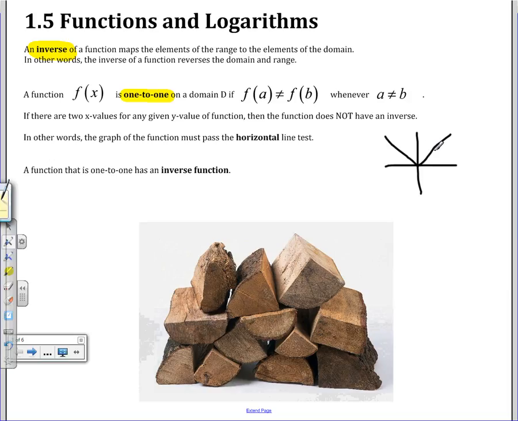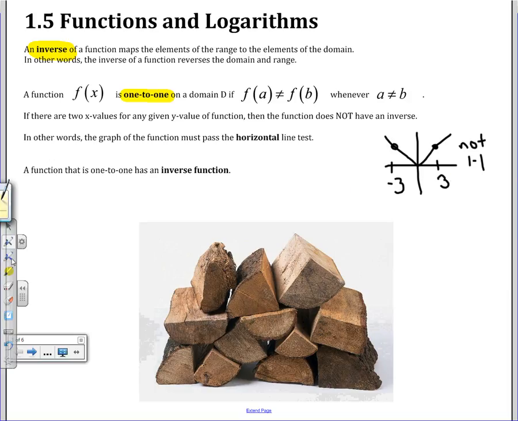So say, for example, I have absolute value of x, right? Then if I have absolute value of 3, then it's 3. And I have absolute value of negative 3, right? Those x values are different. So in order for absolute value of x to be 1 to 1, the y values have to be different. Well, they're not. They are the exact same thing. So therefore, this is not 1 to 1. Okay? Any function that is 1 to 1, when you have different x values, you will always have different y values.